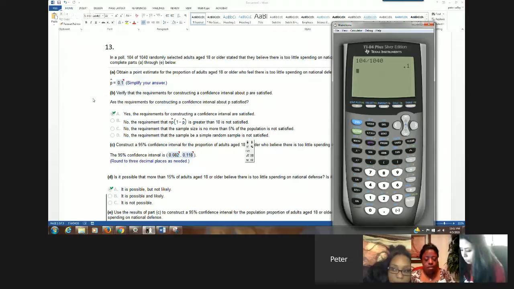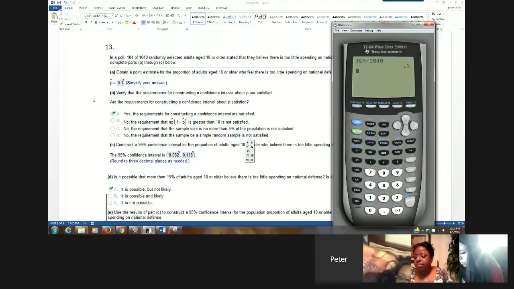Part B, verify the requirements for constructing a confidence interval are satisfied. Let's see, got a large enough sample. Sample size, npq is greater than or equal to 10. So yes, it's definitely large enough.